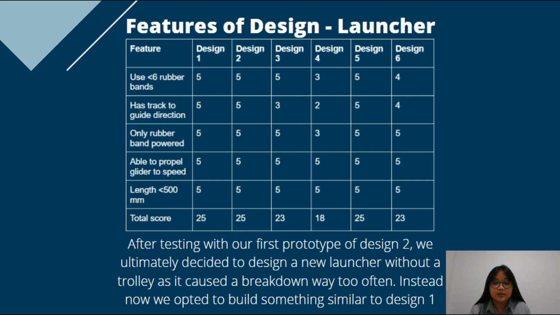As you can see on the table, launcher 1, 2, and 5 are the only one that match our DRO, whereas design 3 does not have any track to guide the launcher's direction. Design 4 need too much rubber band to be only rubber band powered launcher, and design 6 may need more than 6 rubber bands. Therefore, we decided to build our first launcher prototype following design 2. But since it breaks down way too often, we decided to make a new one similar with design 1.